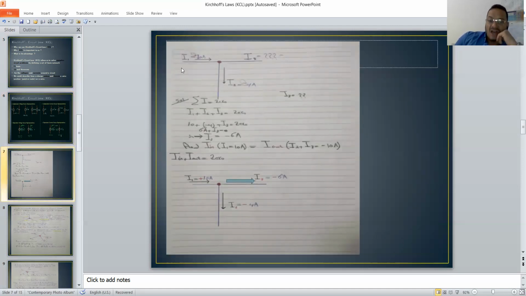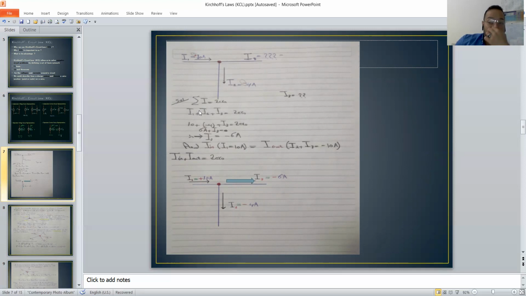Here is a simple example; let's solve it so we can understand all this information. Here we have 3 currents, I1, I2, I3. I1 equals 10 ampere, I2 equals minus 4 ampere. We don't know I3's result, so let's go directly to this rule to calculate the result of I3.